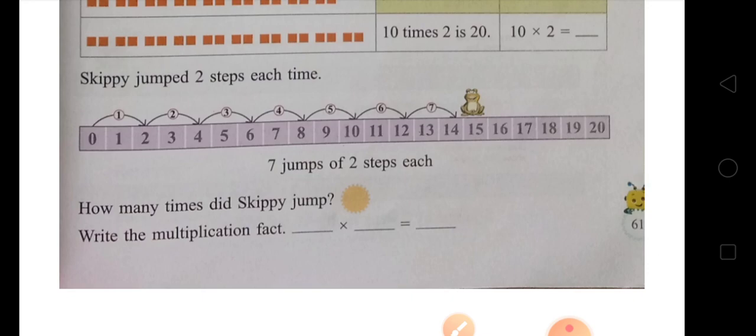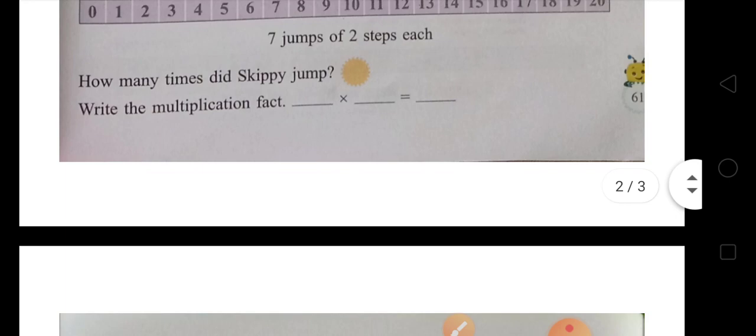Now write the multiplication fact. The multiplication fact will be 7 multiply 2. Why 7 multiply 2? 7 multiply 2 equals 14. Because 7 is the number of jumps and 2 is the number of steps in each jump. So the multiplication fact will be 7 multiply 2 equals 14.